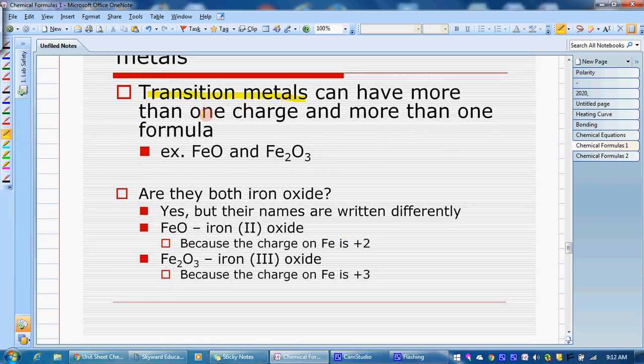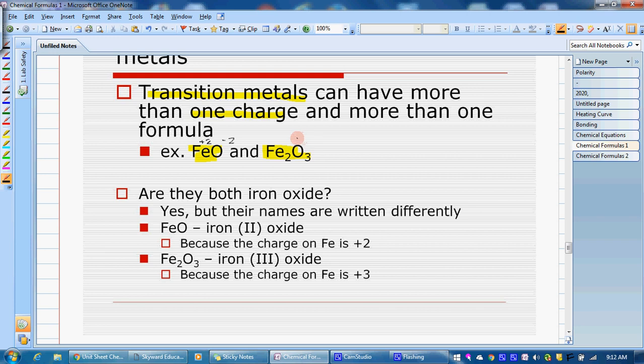Okay, so you should be able to look at a formula like this and figure out what the charges are. If we look at oxygen, we know that oxygen has a negative 2 charge. If there's only 1 iron with that oxygen, we know it has to be equal to 0 altogether, so this charge has to be plus 2. So we would write this as iron 2 oxide.